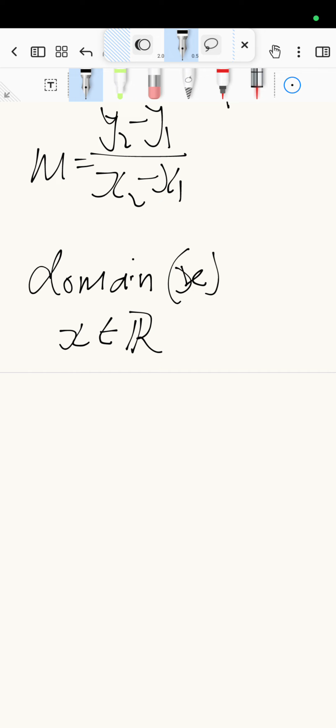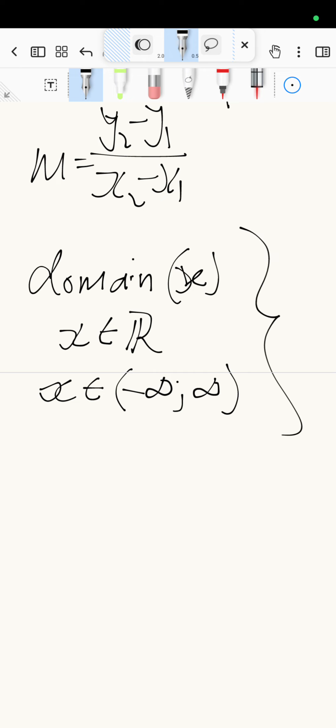I like to express it in interval notation, so I'm going to say x is an element of, and we start at negative infinity and go up to positive infinity, right? Round brackets, because infinity is never included. This says I start at negative infinity and go up to positive infinity, so it's basically all values. So this is a generalization for all linear functions, all straight line graphs.